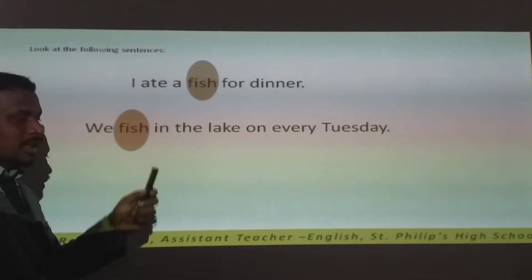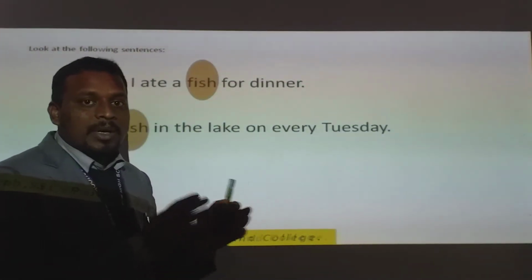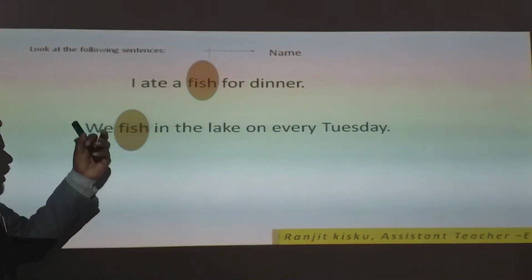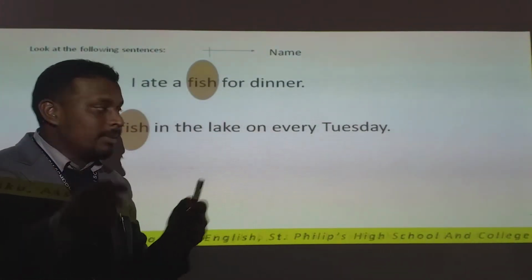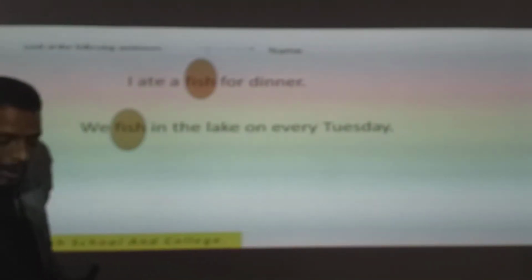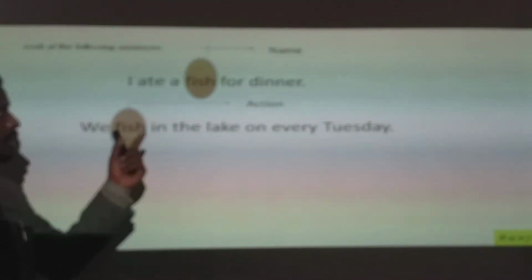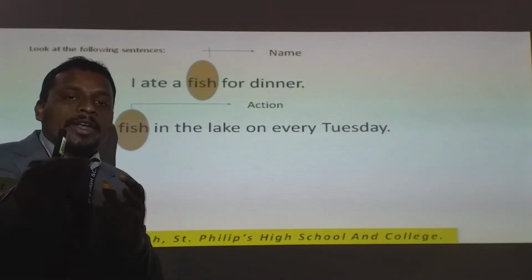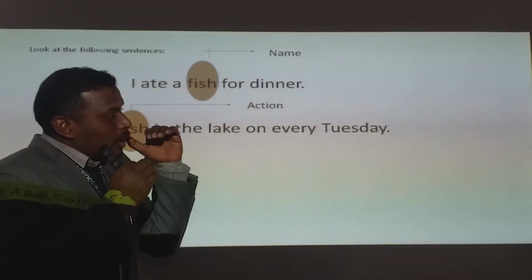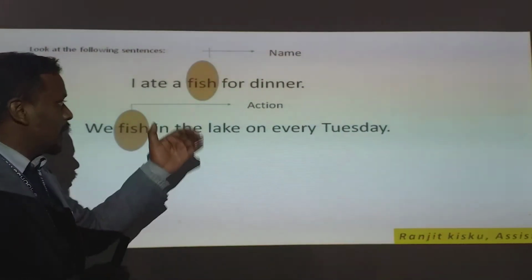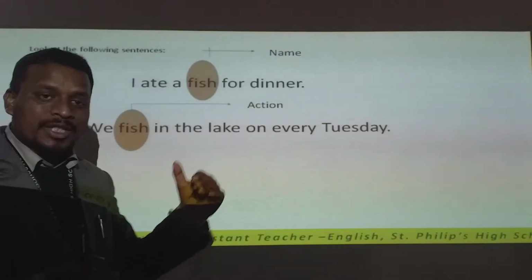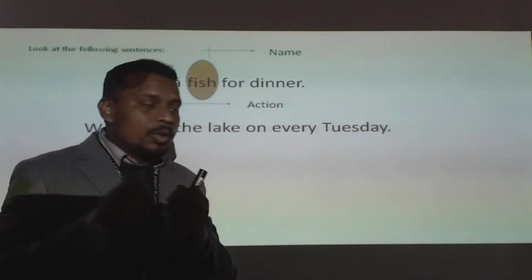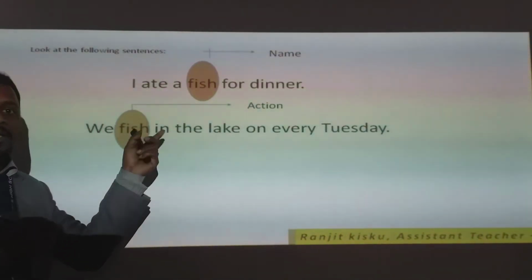Okay, so these two words are sometimes the same, but their uses and their names are different. In the first sentence, fish is a name. Okay, you must remember, in the first sentence, fish is a name. But in the second sentence, fish is an action. So, the same word can have a different name. We can call them by different names according to their uses in the sentences. Okay, so I hope you are able to understand the difference between these two words.